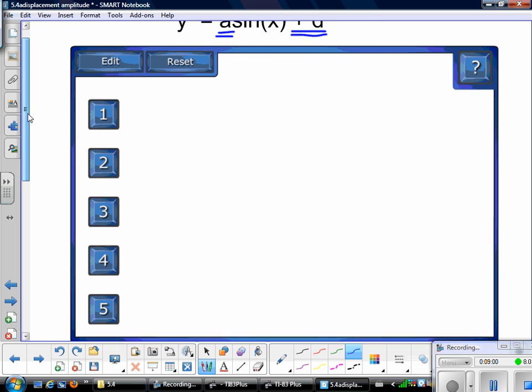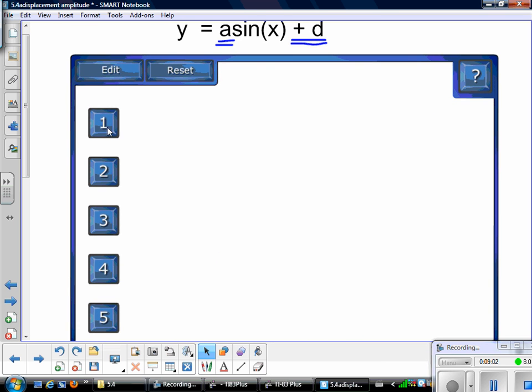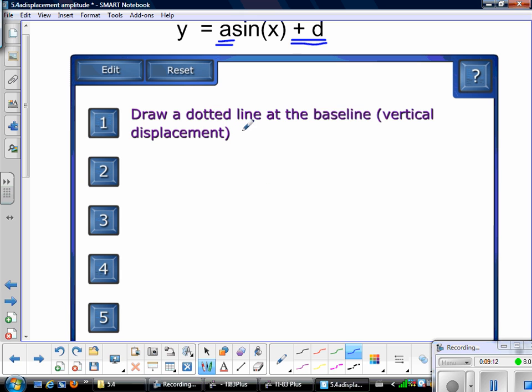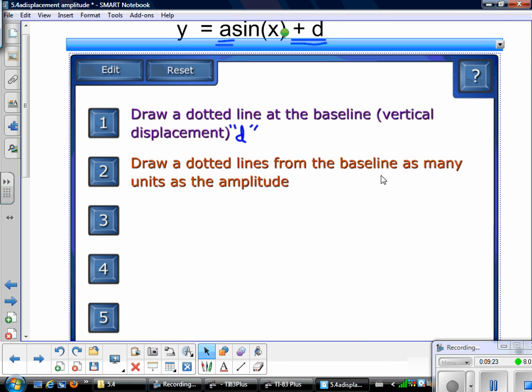Okay, so the first thing that I would do is I draw a dotted line at the baseline, in other words, the vertical displacement. So that's that D. So if you want to put the letter D there, you can do that. I'll just do that for us. Okay, so that's that D value. Unless it's the x-axis, and normally we don't do it for that. Then we draw dotted lines from the baseline as many units as the amplitude. Okay. Then sine starts at the baseline and usually goes up.